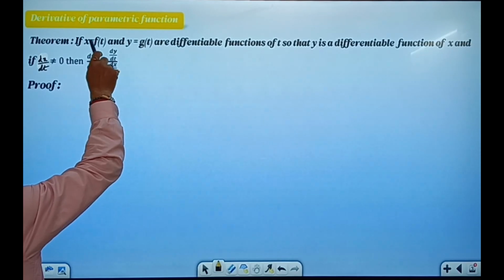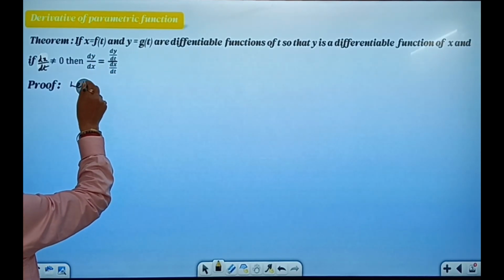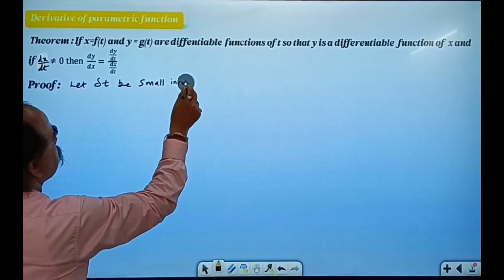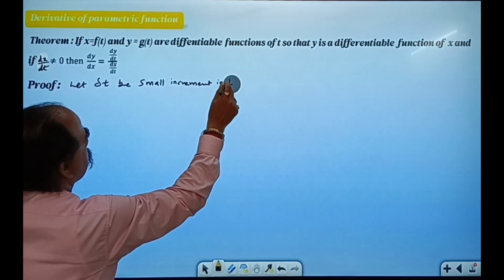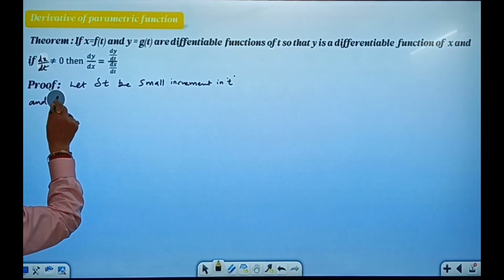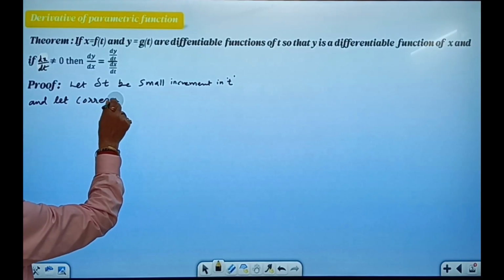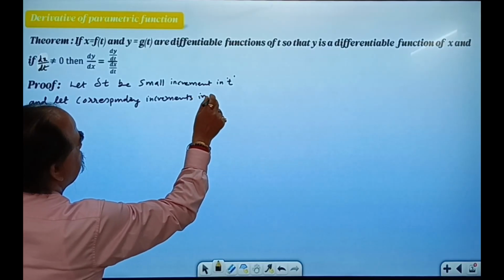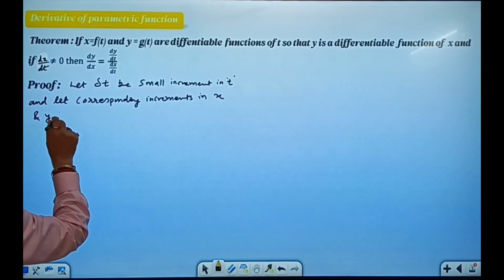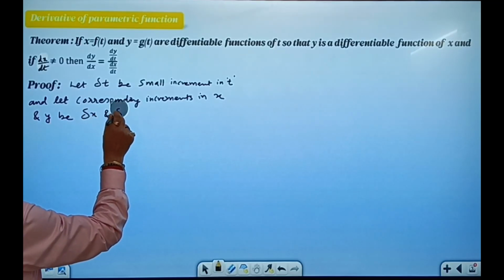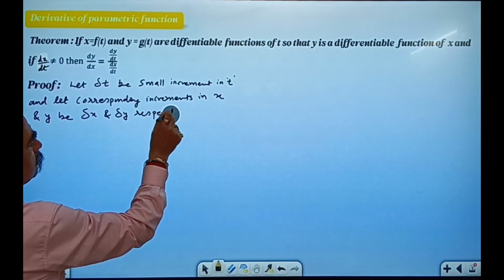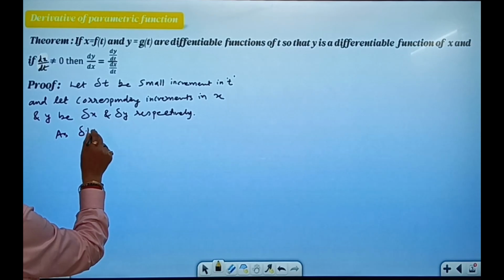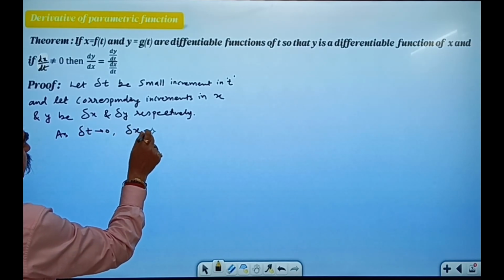See, y depends upon t and x also depends upon t. So let delta t be a small increment in t, and let the corresponding increments in x and y be delta x and delta y respectively. As delta t tends to 0, at that time delta x also tends to 0.